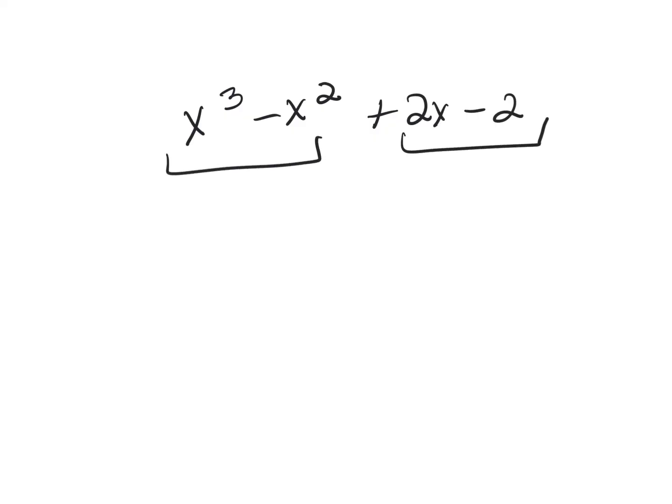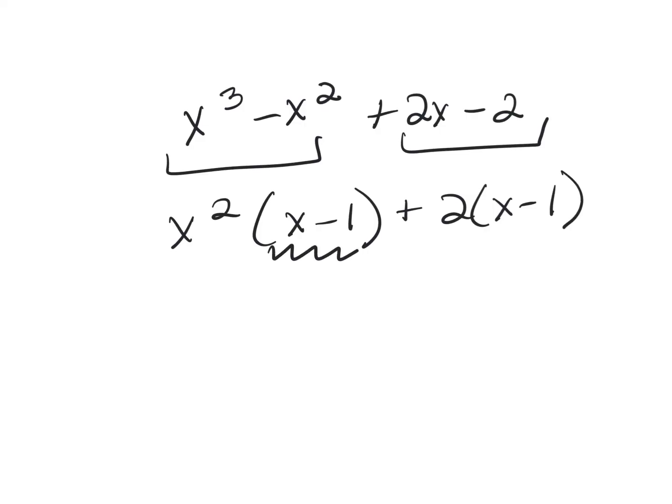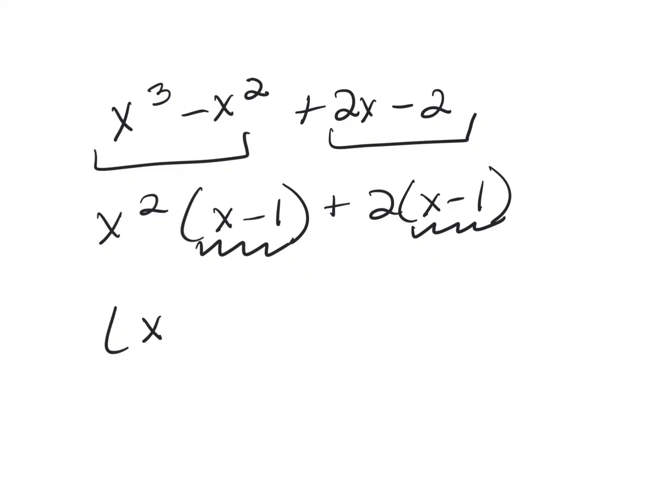You can factor by grouping, and that is where you take the greatest common denominator out of two terms and two terms. So I take like an x squared out of here, leaving with an x minus 1. I take a 2 out of this, leaving with x minus 1. I see that now I have a group that is common. I take that common group out. And that is factoring by grouping.